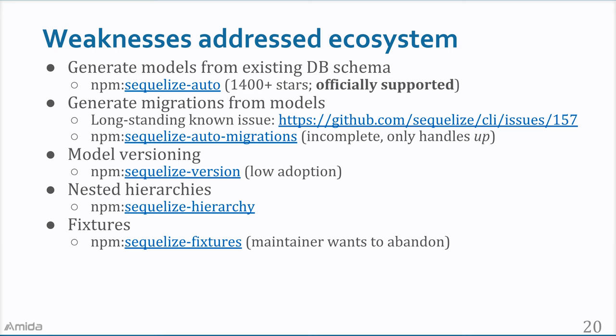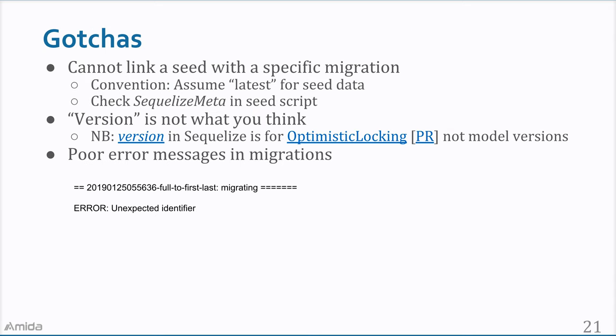And these are just some other things out there that are going to be useful, sort of model versioning, nesting hierarchies, and fixtures. Fixtures can come in handy for tests, for example. So instead of loading with the seeders, this fixtures thing allows you to just give it a JSON file and it pops that up. And then there are a couple of gotchas in Sequelize. In the documentation, you'll see version. Version does not refer to model versions. It refers to something else.